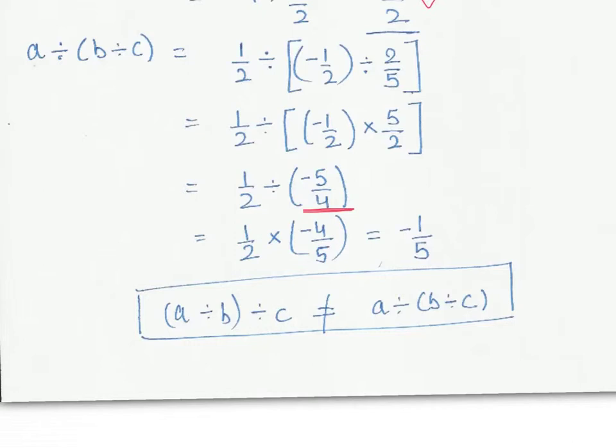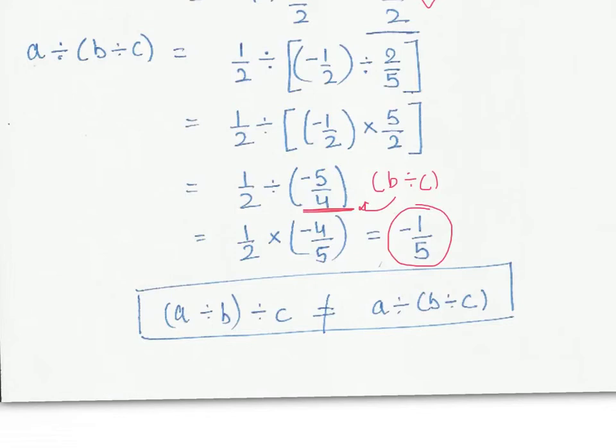So this is actually b divided by c. This is what we get for b divided by c, and this is our a. Now we are going to do a divided by this. Same thing, converted into multiplication. When we simplify it, we get minus 1 by 5.